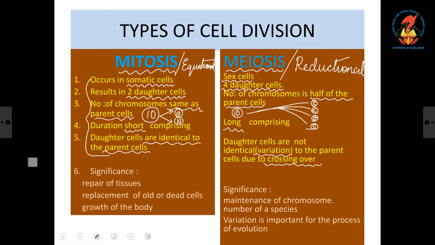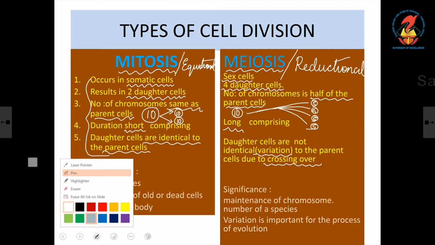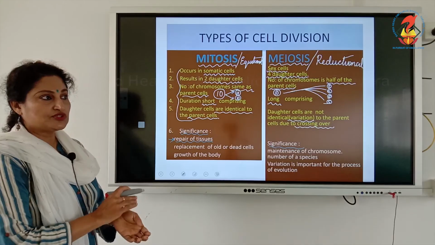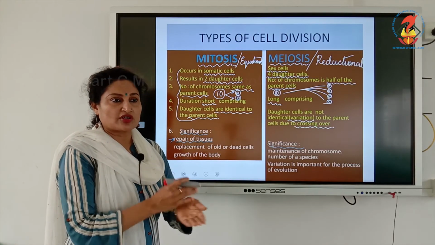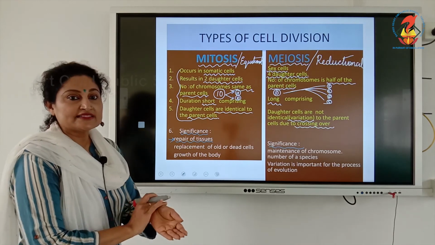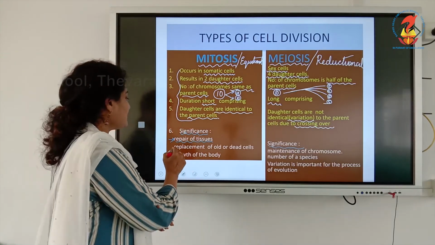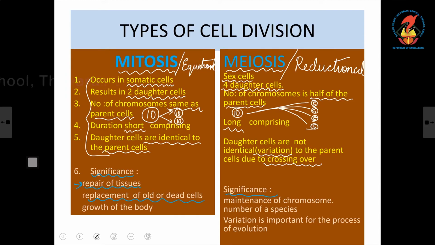Clear? Now we are going to learn the significance of mitosis and meiosis. What is the significance of mitosis? It helps in the repair of tissues. So the first important significance is that it helps in the repair of tissues. See, for any tissues after an operation or bruise or cut or injury, what happens? The repair takes place because the cells in the adjacent region start dividing. Then replacement of old or dead cells. We know the RBCs are replaced after 120 days. How are they replaced? By mitosis.